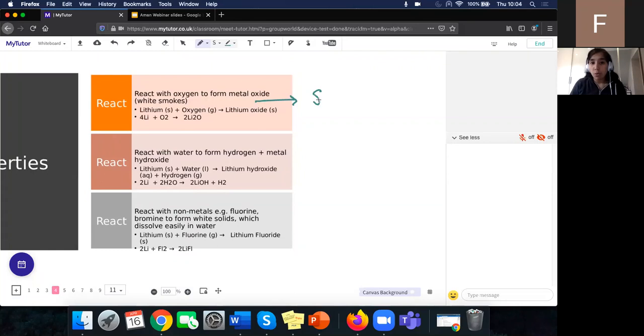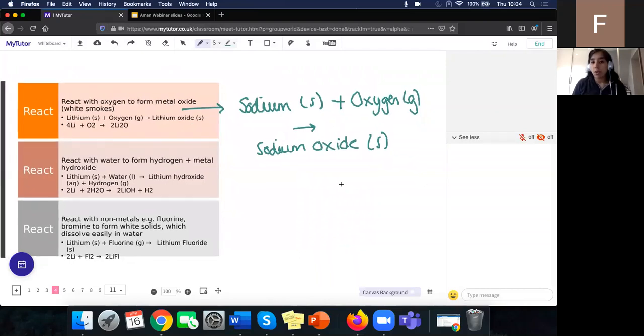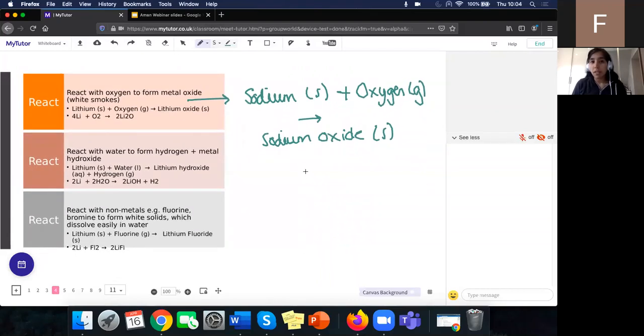So for example, sodium will be a solid. We know all the metals are solid, so that's solid. Oxygen we know goes around as a gas, so it's got a state symbol of a gas. Will then form sodium oxide. They form these metal oxides, and that will have a white smoke, and it produces a solid. Okay, so that's the first reaction.